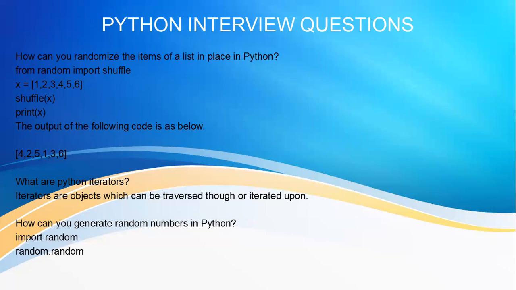So x equals 1 2 3 4 5 6. We will create a list first, then use the shuffle function. This shuffle function will just scatter, will just randomize the items present in the list. Then when you print x, the output, you can see the numbers are randomized now. So the output is not fixed. Every time you execute the program, the output can be different. It's just a snapshot of the output. So the answer is using the shuffle function.